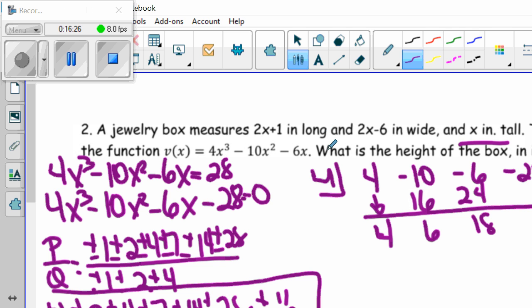18 times 4 is 72. So I did not get 0 there. So that doesn't work. I need this number to be smaller. So let's go smaller than 4. So let's look at my fractions.